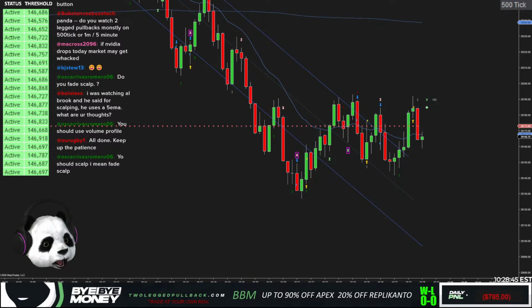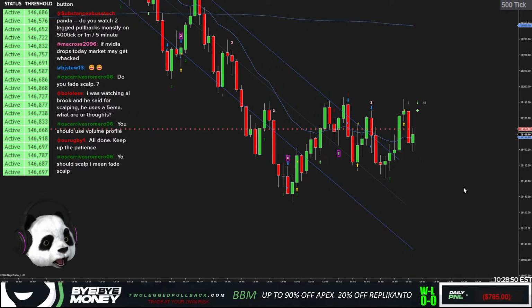I was watching Al Brooks. He said scalping uses 5 EMA. What are your thoughts? On the 5 minute chart, yeah. Or he uses like on the 1 minute chart, 2 minute chart. I'm not sure. Nah, I just keep the 20 EMA. Too much.